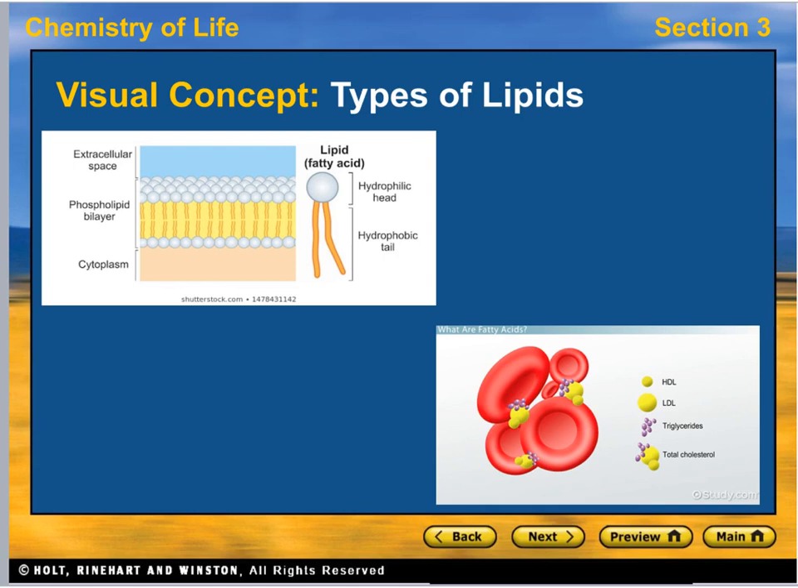Now, another type of lipid that we sometimes hear about has to deal with cholesterol. You have your HDL and your LDL and your triglycerides. These are what make up your cholesterol. We will watch a video on this tomorrow, I believe, and you'll see a little bit more about how this works. So at this point in time, if you have any questions on lipids, please make sure to let me know.